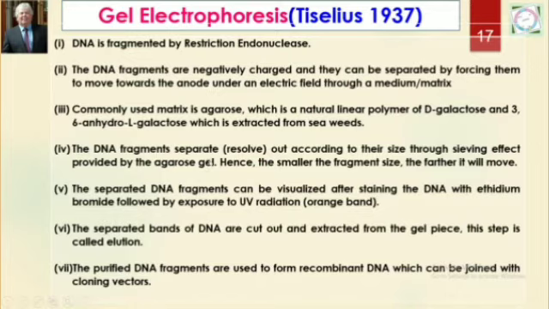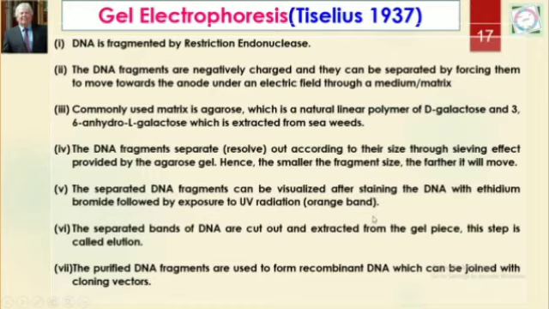Separated DNA can be visualized after staining the DNA with ethidium bromide. This stain binds with the bases and produces an orange illumination. They produce orange bands when exposed under a trans-illuminator.